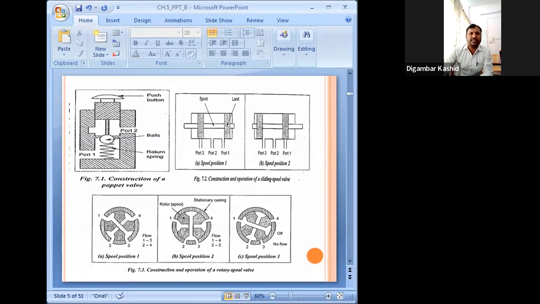Getting it? Then this is a rotary spool type valve. You can see rotary.